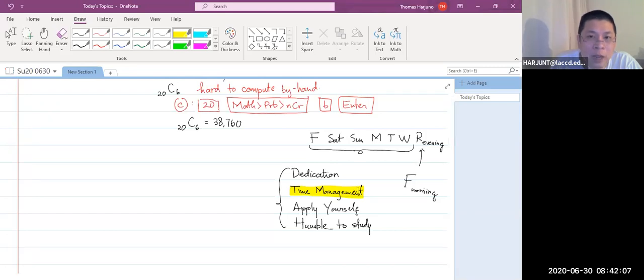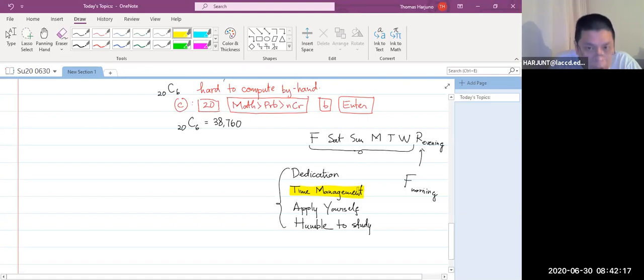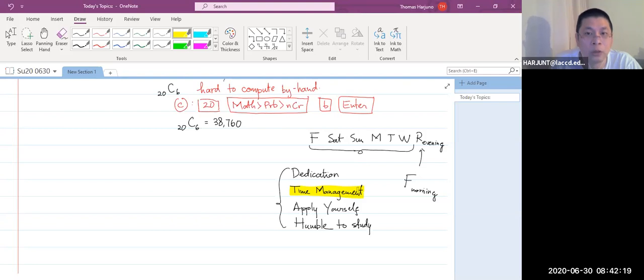Okay? Time management is part of managing yourself. If you cannot manage yourself, if you can't even manage your time, who are you to tell other people how to do things? If you cannot even manage yourself, forget being manager. If you cannot manage your time, don't expect to manage other people's time.